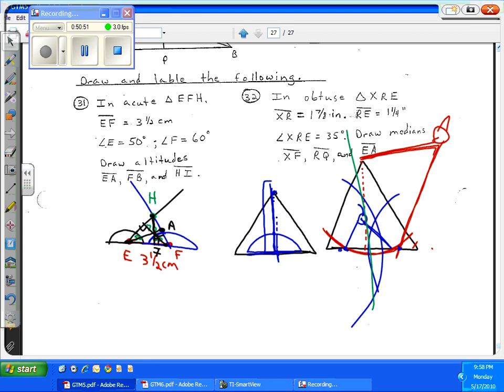I prefer to just take my protractor, find 90, set my ruler there, slide that way until it hits the dot, and then you've got your altitude coming down at 90, okay? And you do that for each side.